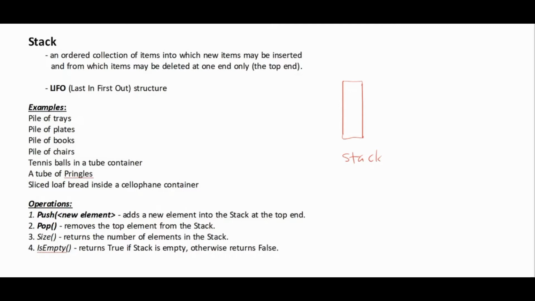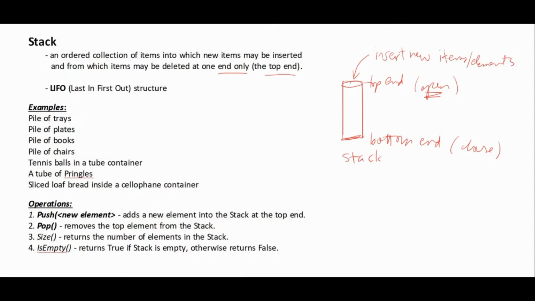Now notice that there are two ends, the top end and the bottom end. For stack, there is only one open end, and we call it the top end. So the top end is the only open end, while the bottom end is closed. And since this is the only open end, this is the end into which you can insert new items or elements. It is also from this end that you can delete or remove existing items or elements.